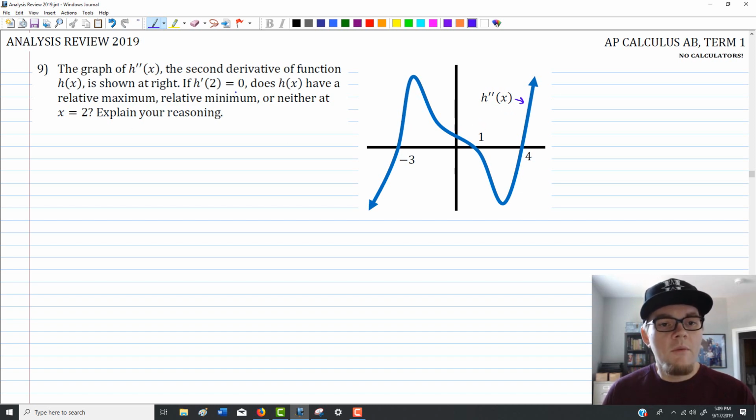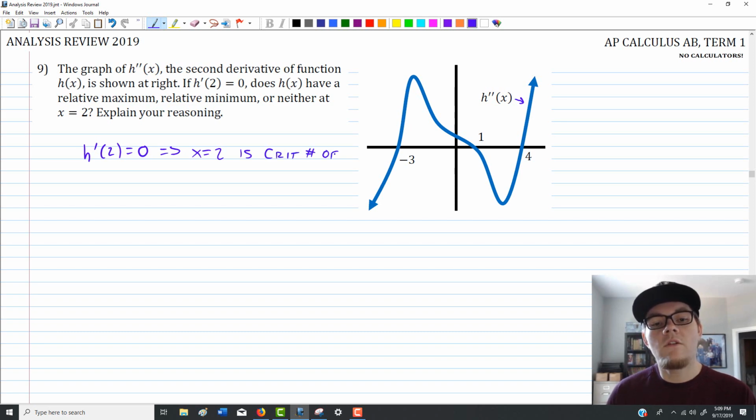It then says if h prime of 2 is equal to 0. So h prime of 2 equals 0. Well, that tells me right off the bat that x equals 2 is a critical number of h. So that's an important piece as well. Our question asks us, does h have a relative maximum, relative minimum, or neither at that point? Well, to answer that question, all we need to do is apply the second derivative test, since what we're looking at here is the second derivative. So again, we're thinking second derivative test because we're looking at the second derivative.